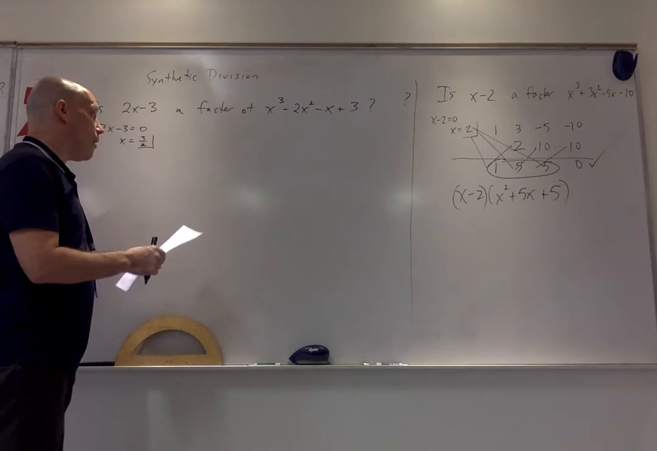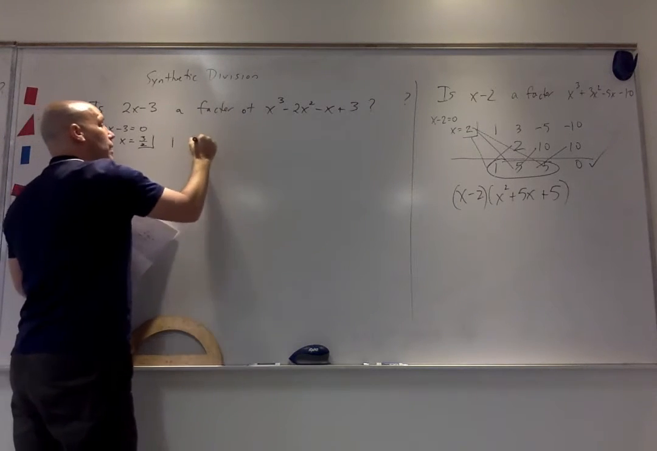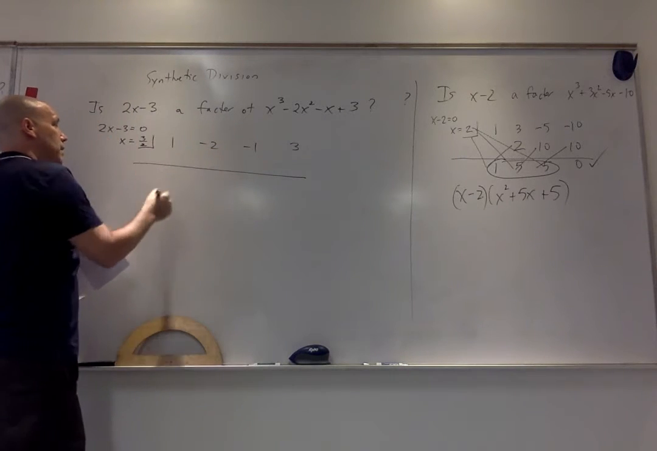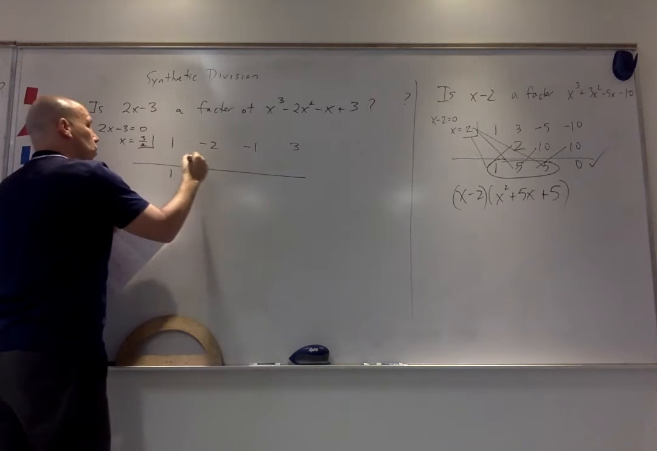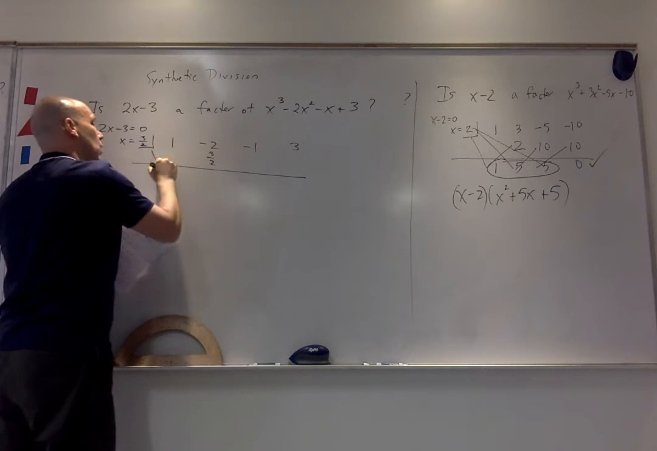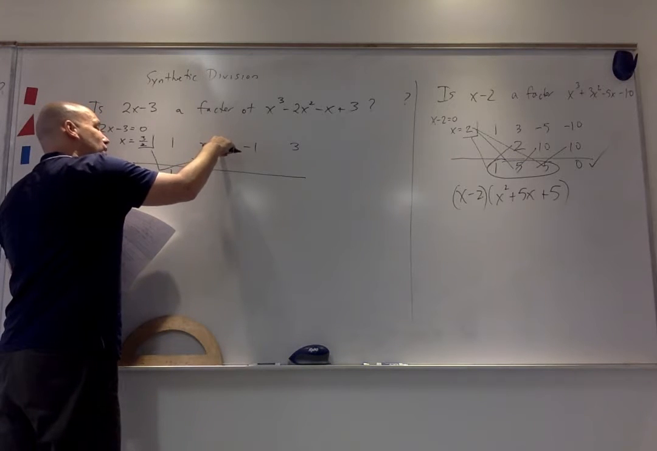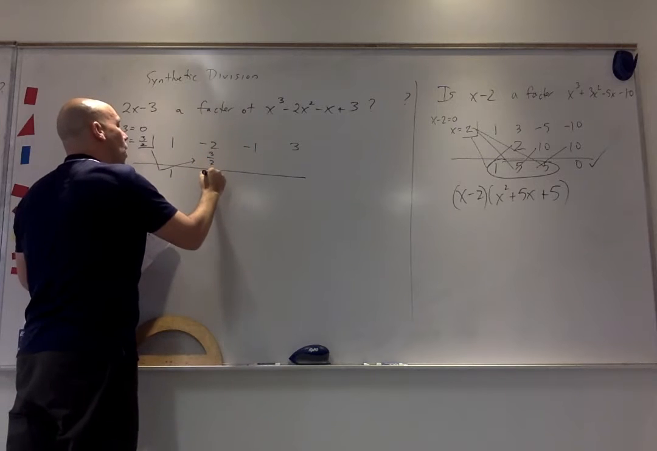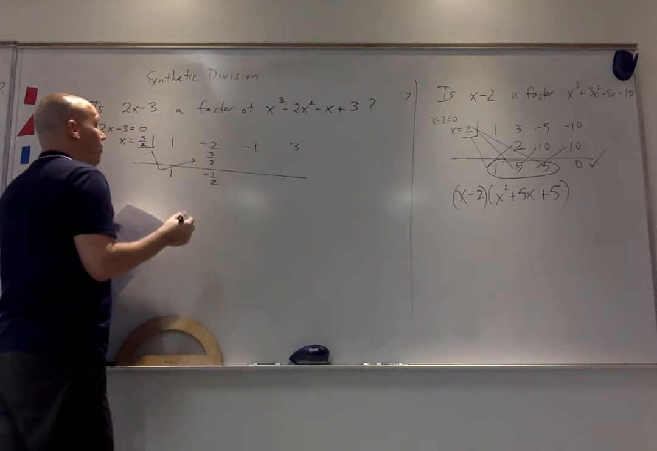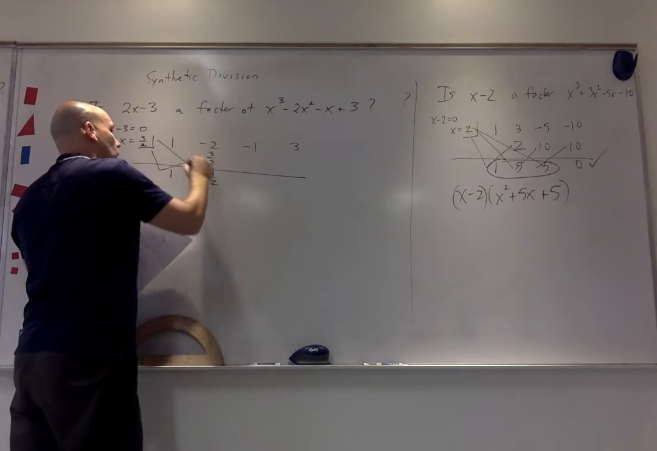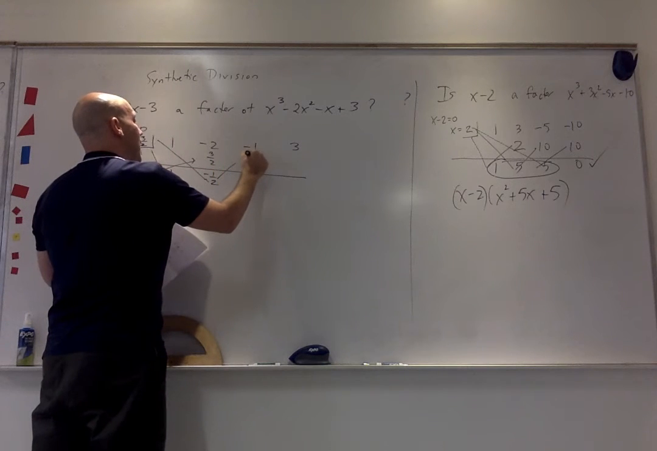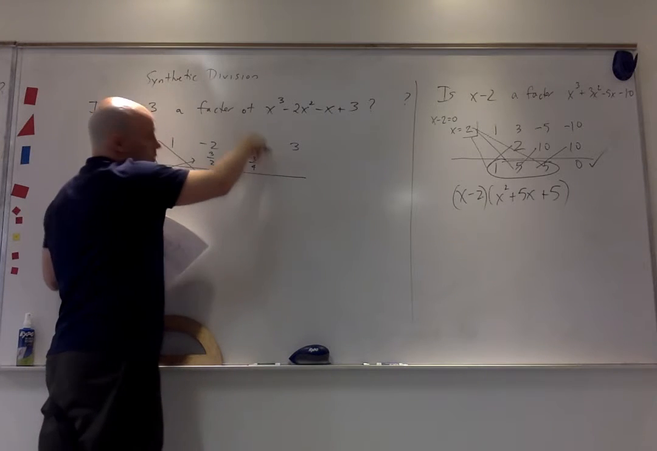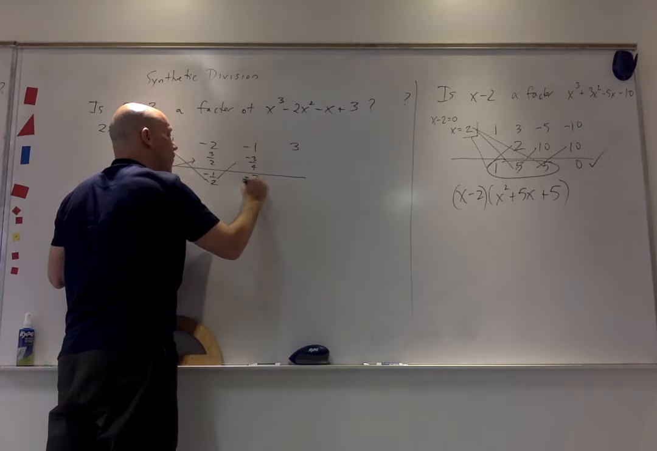Let's see if this works, right? Put the coefficients 1, negative 2, negative 1, 3. Let's see. Bring down the 1. Bring up the 3/2. Let's see. Negative 4/2 plus 3/2 is negative 1/2. Let's see. We multiply, bring it up. Negative 3/4. Negative 4/4 minus 3/4, negative 7/4.